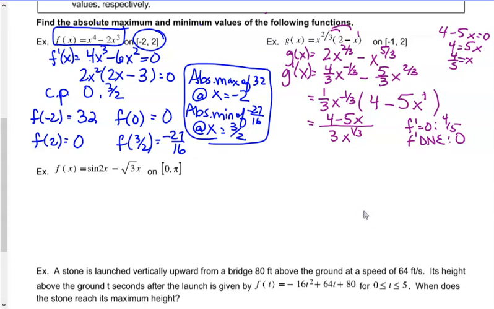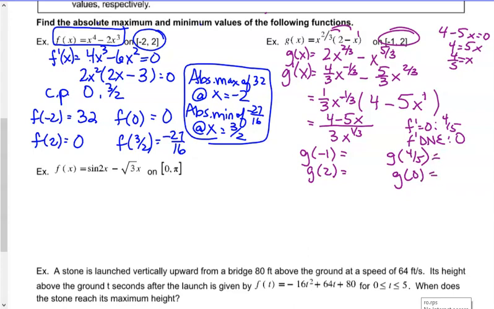So once we have those critical points, now we get to evaluate our function at those critical points and at our endpoints. So what is g of -1? What is g of 2? That'll get our endpoints. What is g of 4/5? And what is g of 0? That'll get our critical points taken care of, okay?